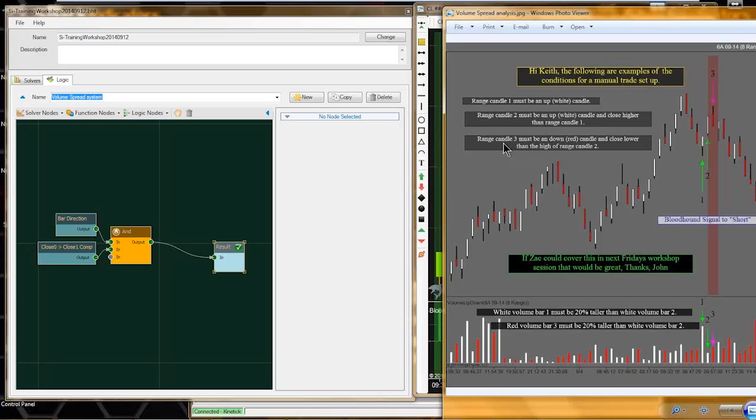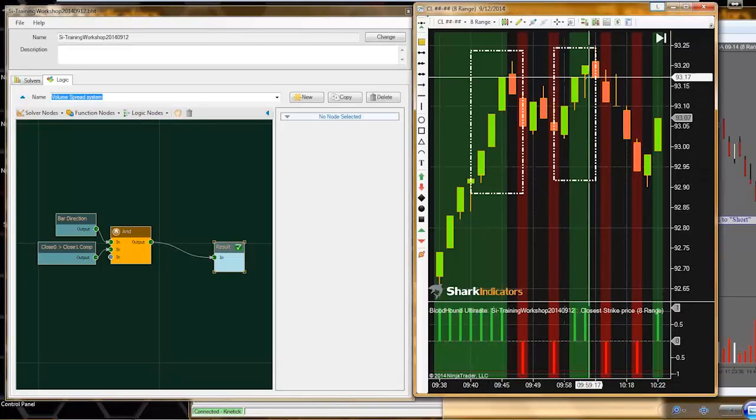So now we need to work on candle 3. Candle 3 is the reversal bar or down bar, and the close must be lower than the previous up bar to get a short. We're going to want a short signal out of this. Right now I'm getting a long output, so I'm going to have to reverse these eventually to turn these into a short output.